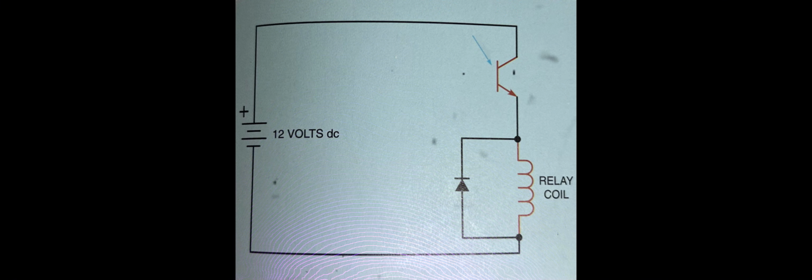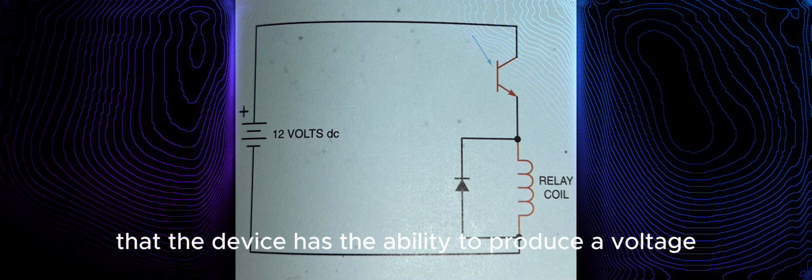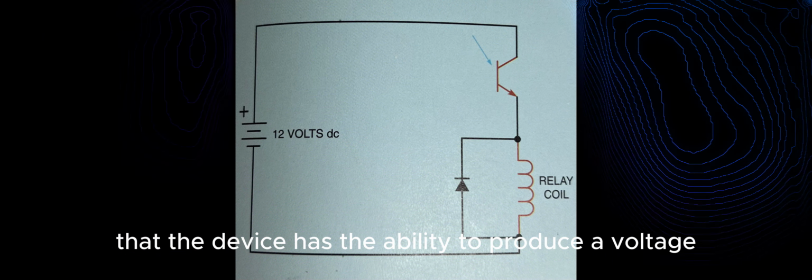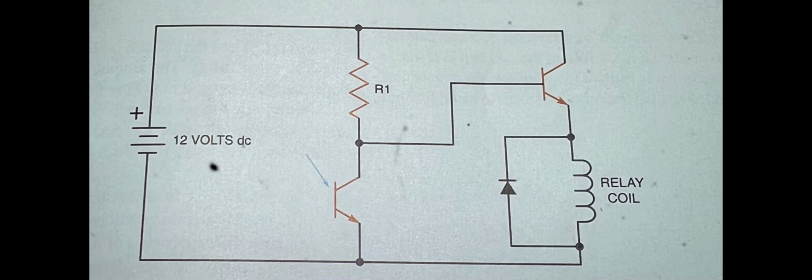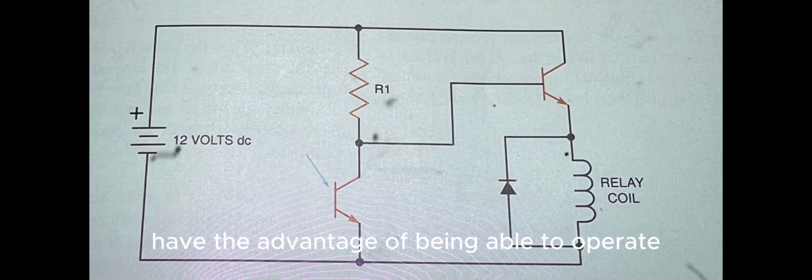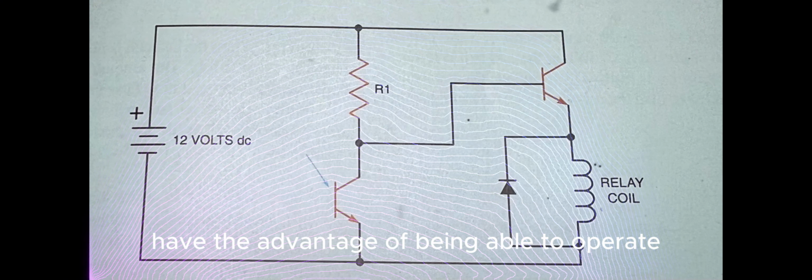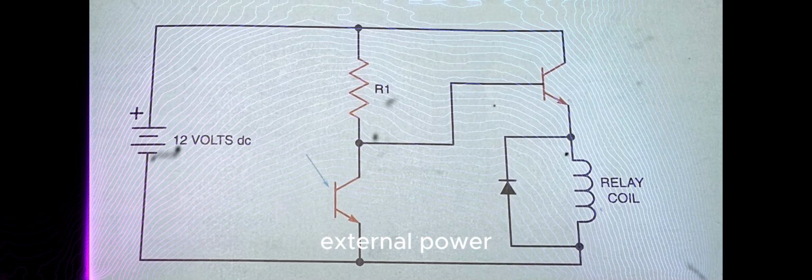The symbol we use today to represent a photocell is basically the battery symbol with an arrow pointing down towards the cell. What this symbol means is basically that the device has the ability to produce a voltage, and the arrow means that it must receive light to do so. Photovoltaic cells have the advantage of being able to operate electrical equipment without external power.